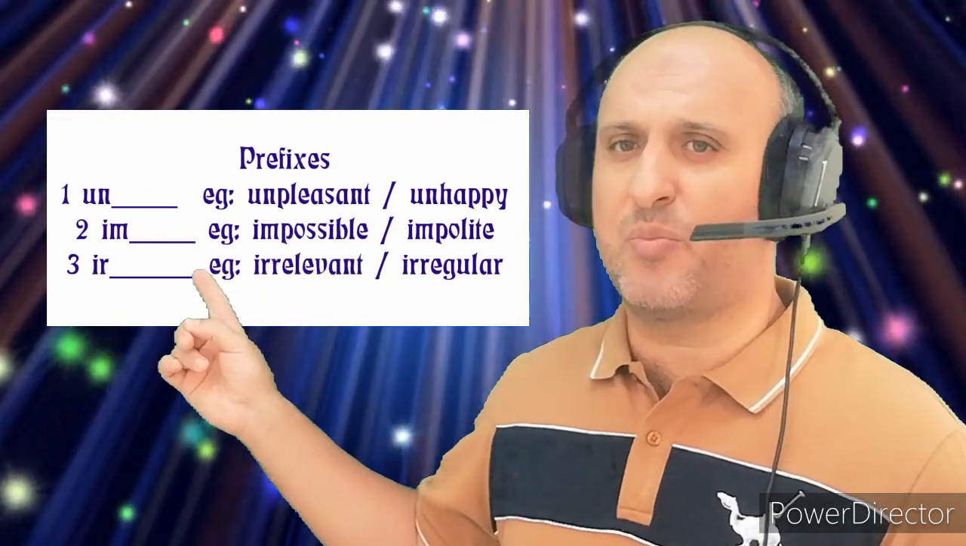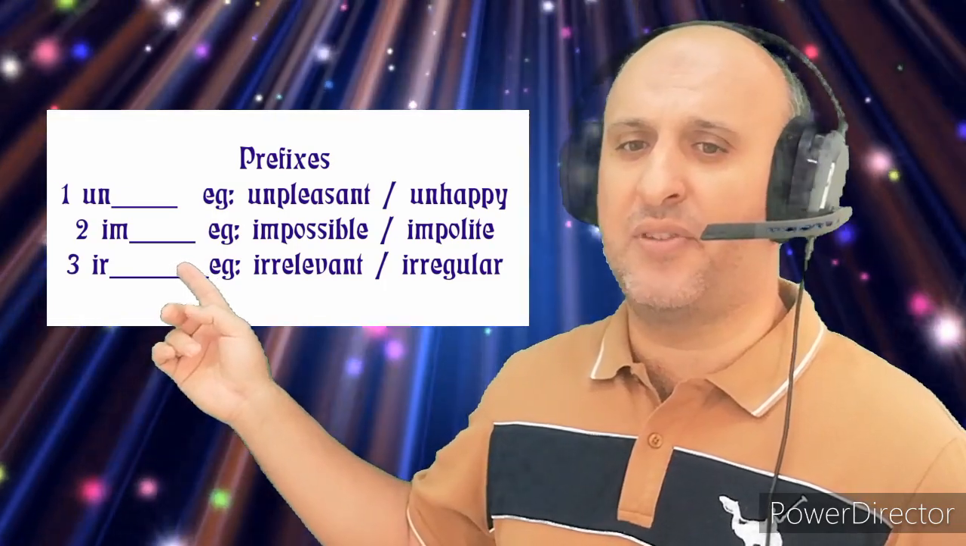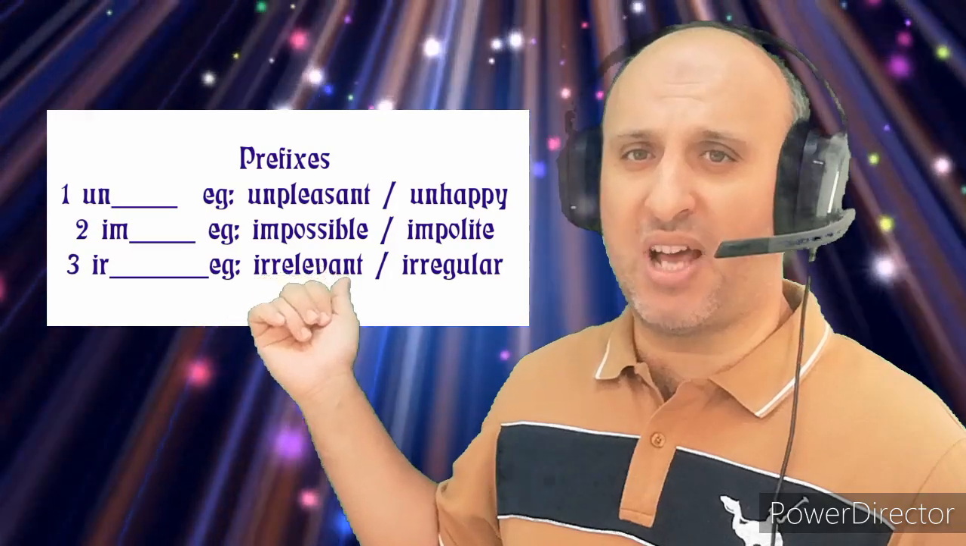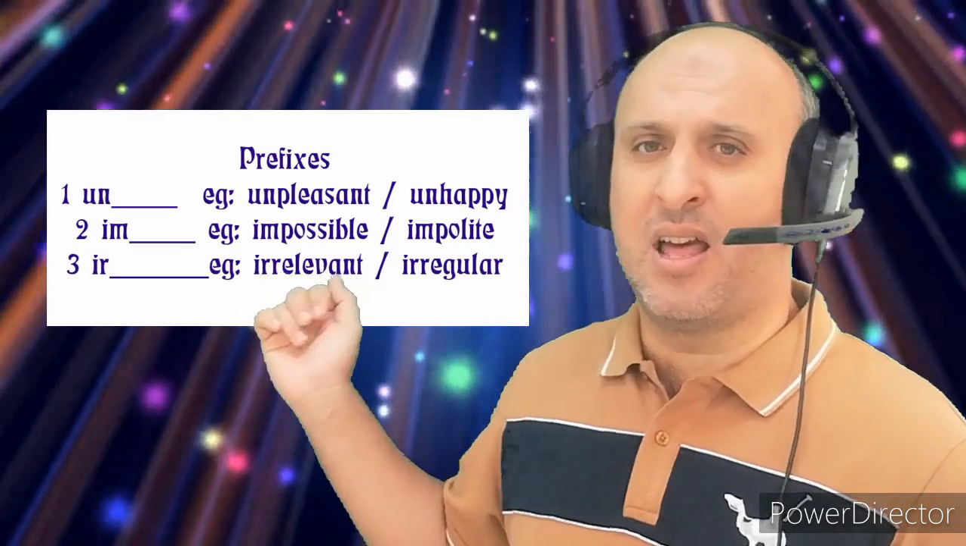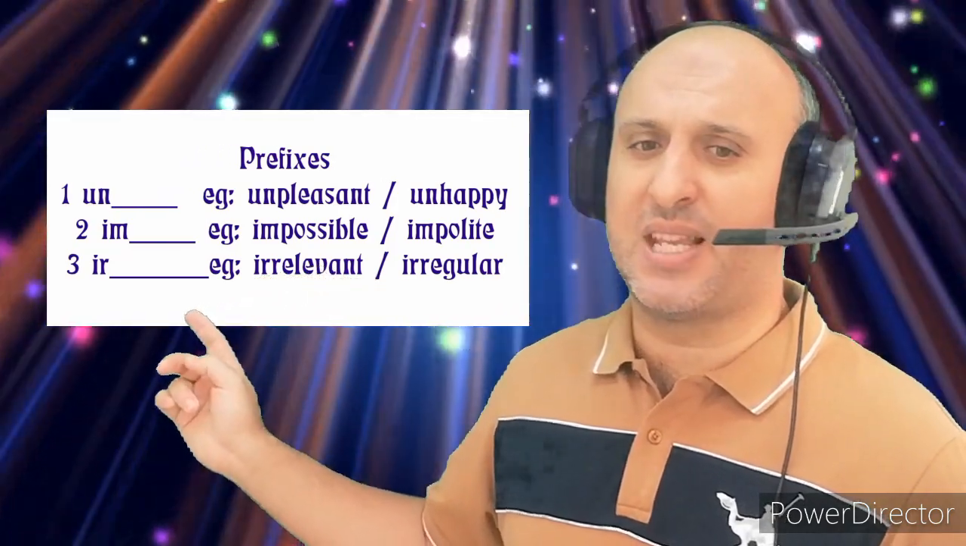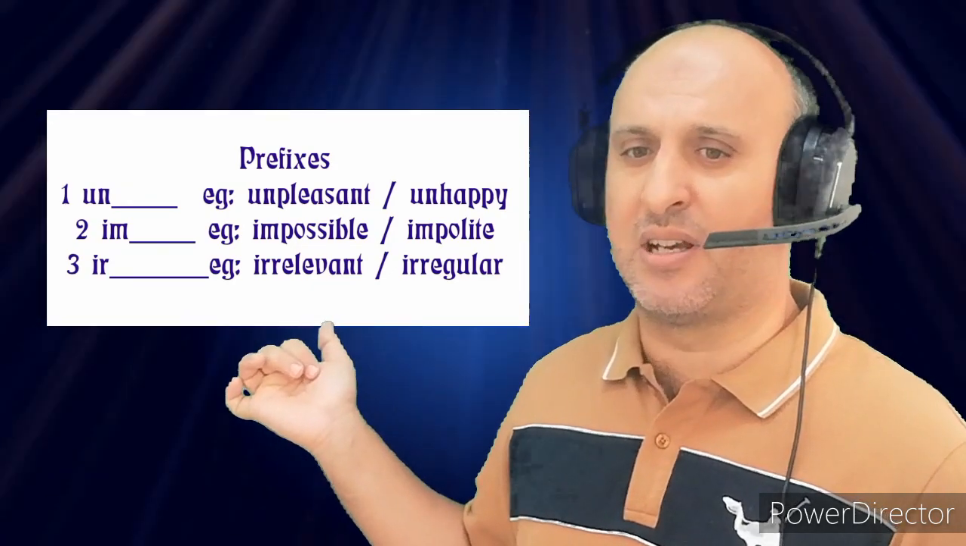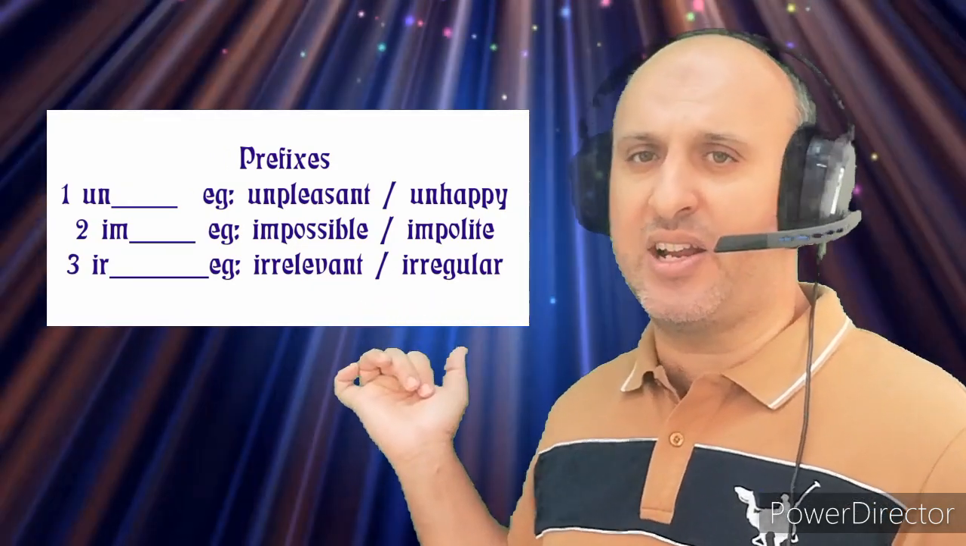We have also the prefix im. We have, for example, possible, impossible, or polite, impolite. The third prefix is ir. We have relevant, irrelevant, regular, irregular.